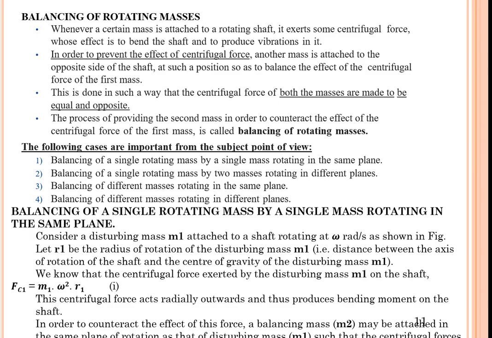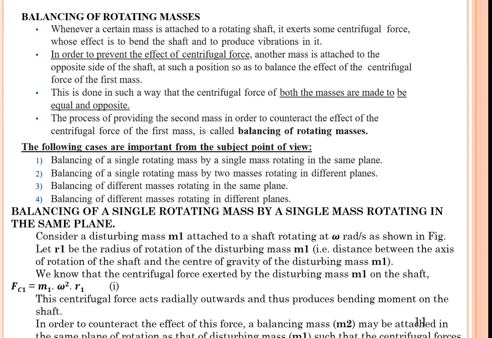Balancing of rotating masses has to be considered in different cases: a single rotating mass balanced by a single mass rotating in the same plane; a single rotating mass balanced by two masses rotating in different planes; and balancing of several masses rotating in different planes. Different planes and the same plane must be considered.